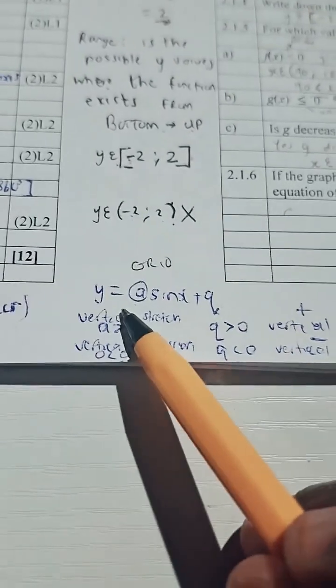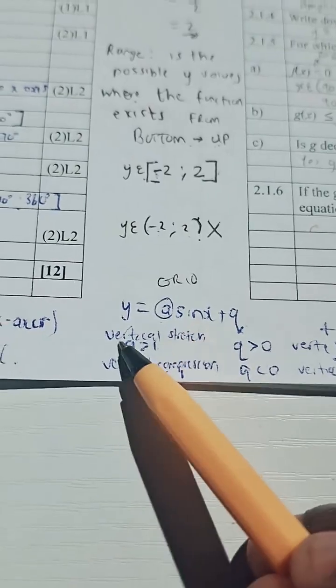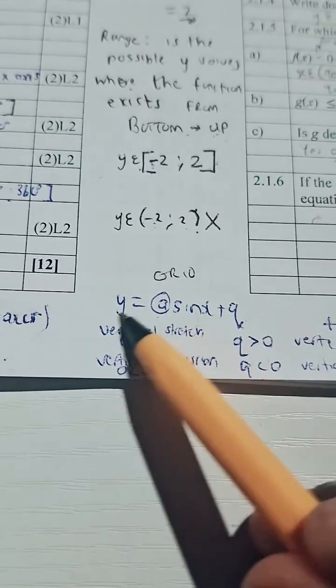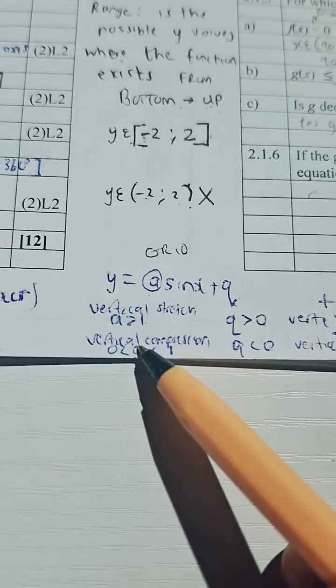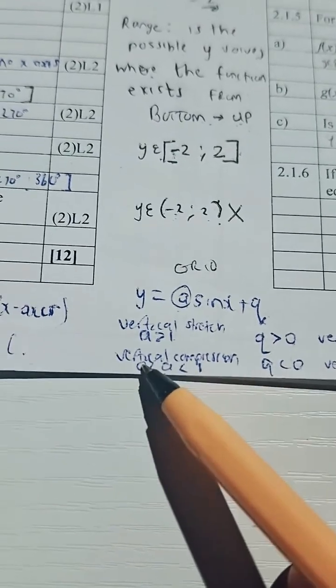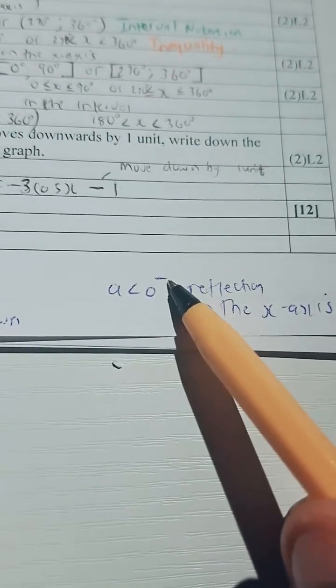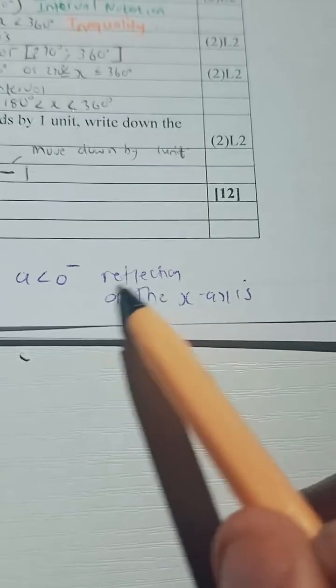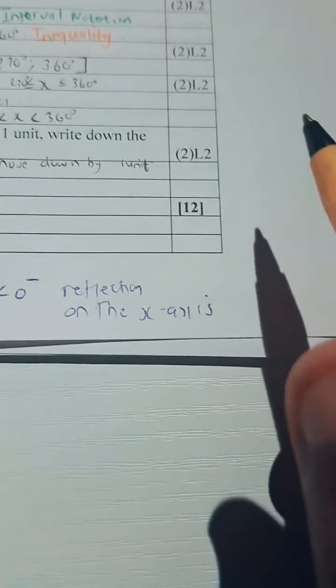And then of course A has its own properties. When A is greater than 1, we are talking about a vertical stretch. When A is between 0 and 1, then we are talking about a vertical compression. And when A is less than 0, in other words, when it's negative, we are talking about a reflection of the function on the x-axis.